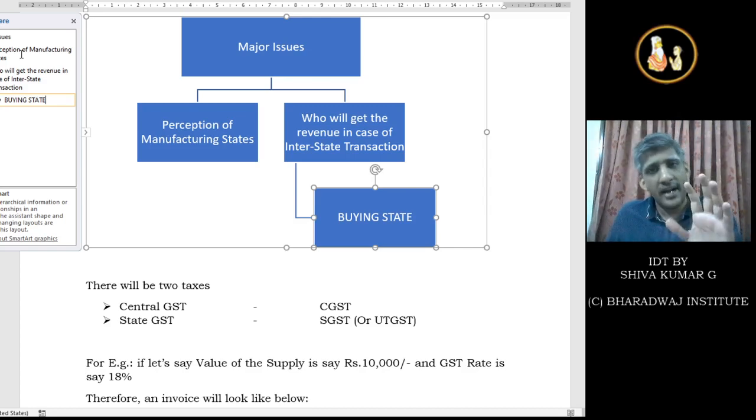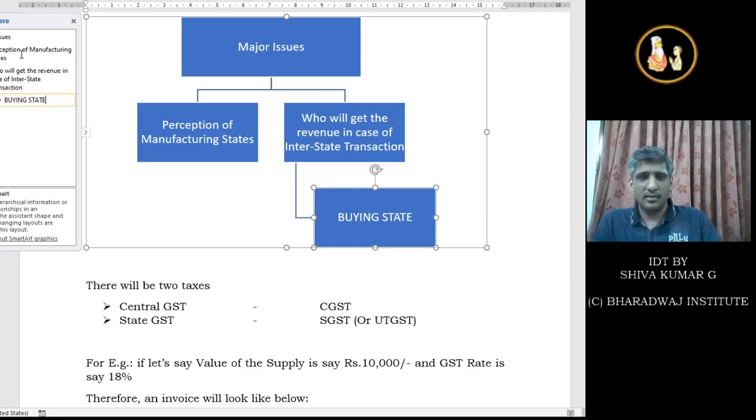Now the central government has to cajole them. Cajole, not Ajay Devgan's wife Kajol. Cajole, C-A-J-O-L-E, which means coax them, make them accept, pacify them. What did they say? They said, manufacturing state, your perception is wrong. Sir, what is wrong?